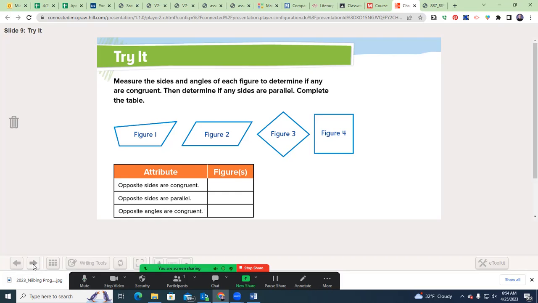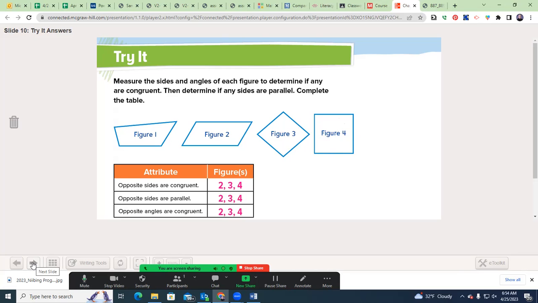All right, let's see what our answers were. Just like in the previous example, we found that 2, 3, and 4 all have opposite sides congruent, so these are the same length. These 2 are opposite, these 2 are opposite, and these 2 are opposite. They're all congruent. These angles are the same, so that means that they're parallel. Go ahead and write that in. You can pause the video if you'd like.